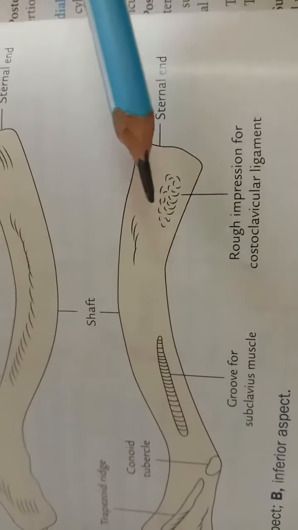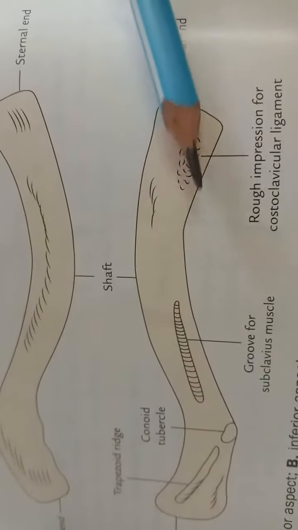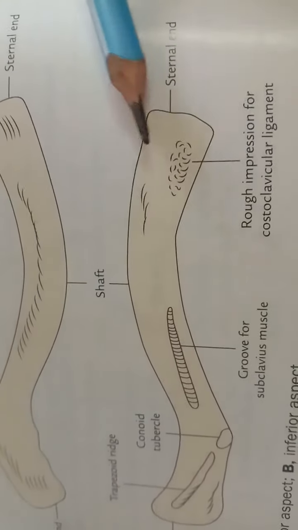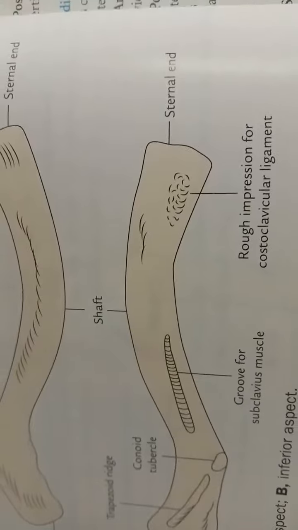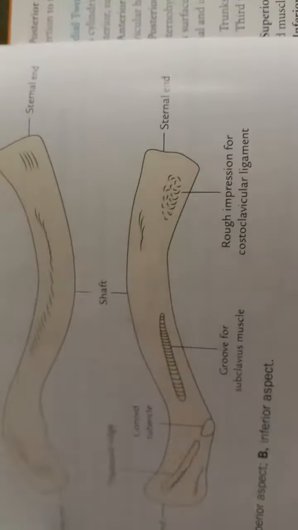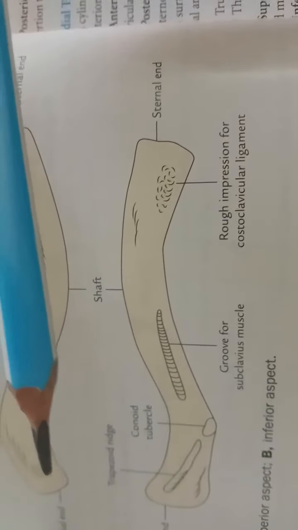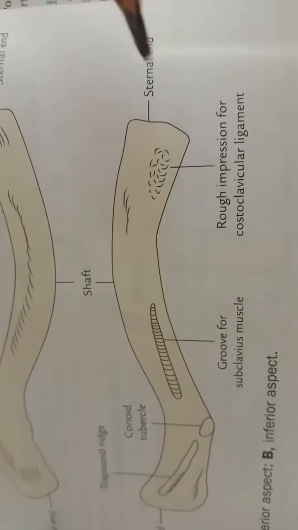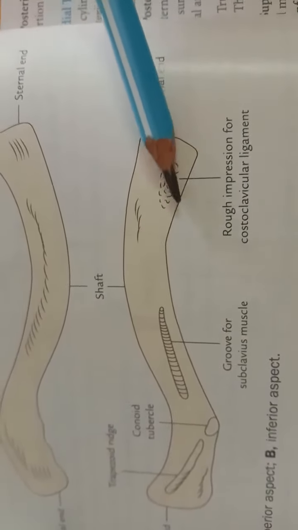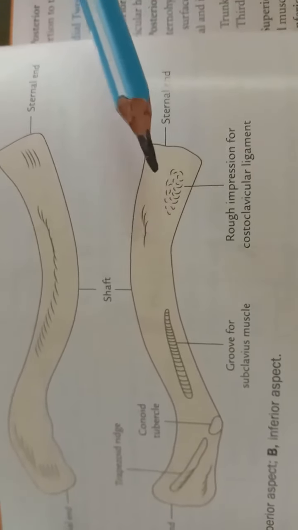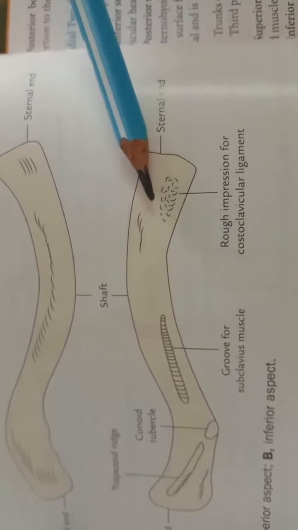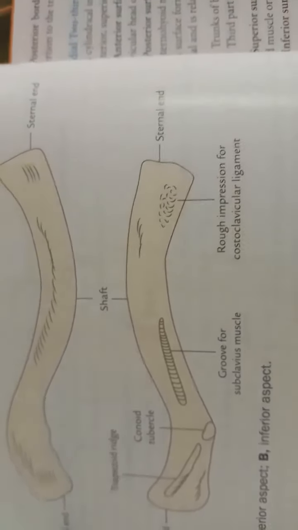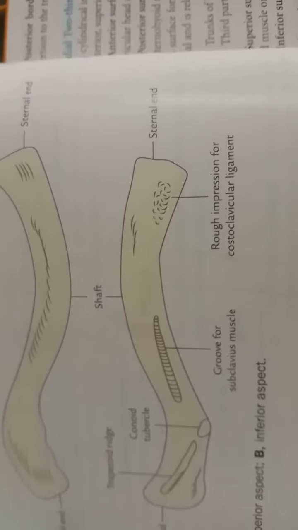Here, this is the inferior surface. Then the lateral half of this surface shows a longitudinal subclavian groove. The nutrient foramen lies lateral to the groove, and here the nutrient foramen is present.